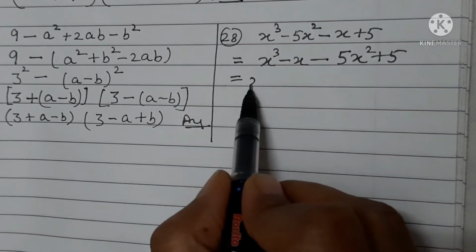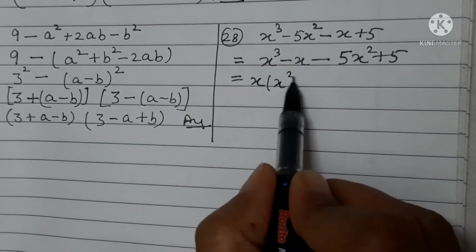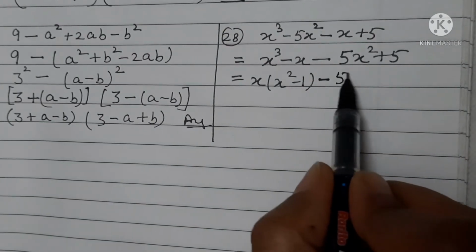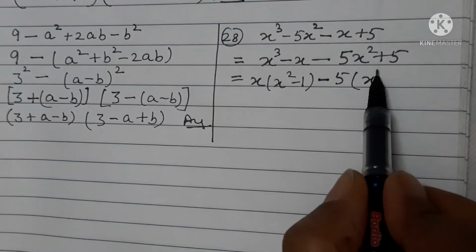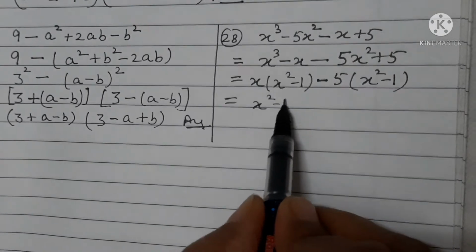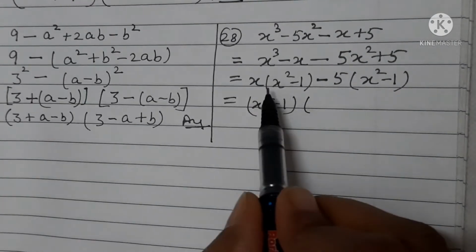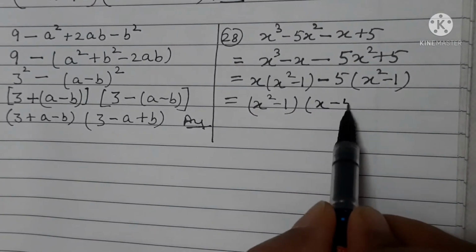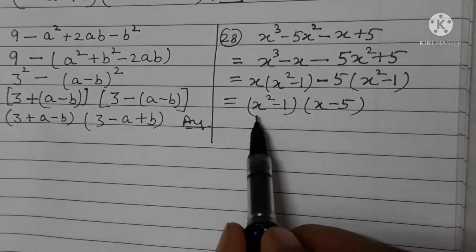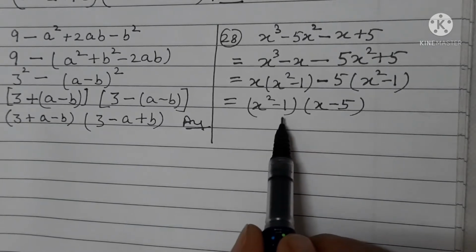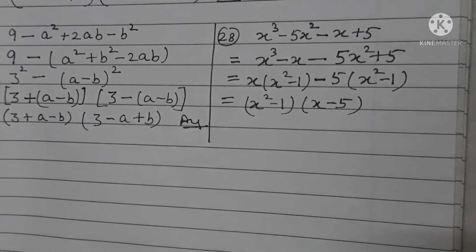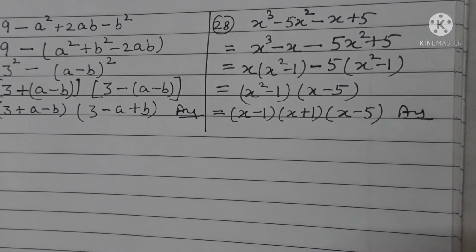Now taking x common, here x square minus 1, and taking minus 5 common, so here x square minus 1. Now x square minus 1 is common, and in the bracket x minus 5. Now you will use the identity a square minus b square, to break it into a minus b and a plus b, means x minus 1, x plus 1, and get the answer. This is the answer. Next question.